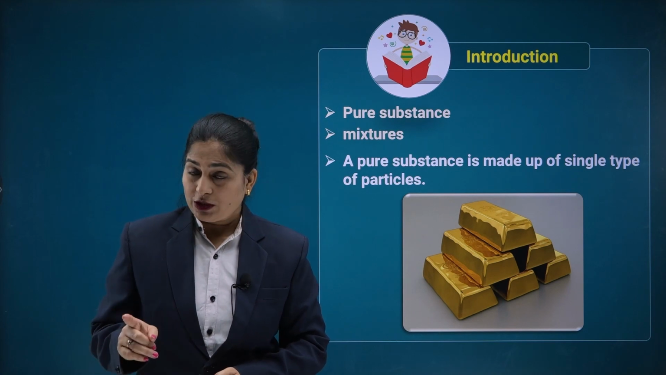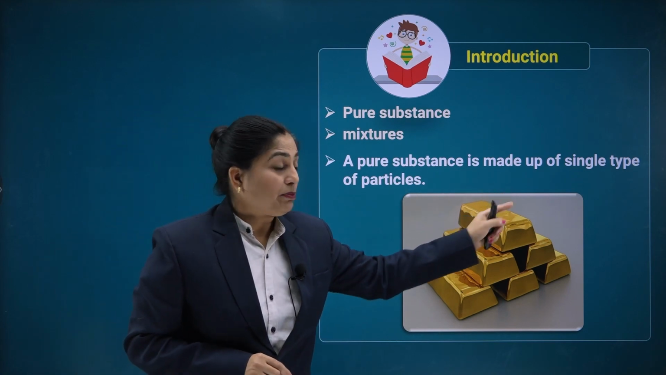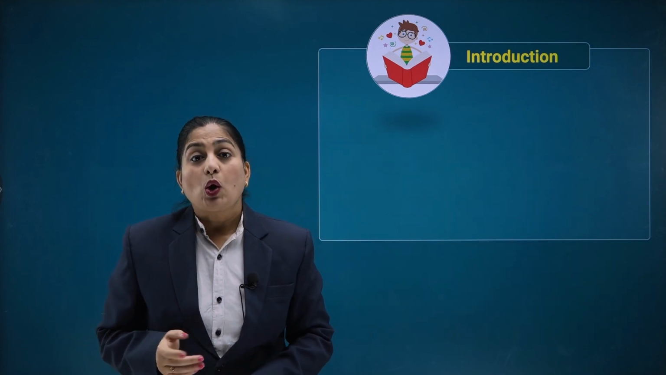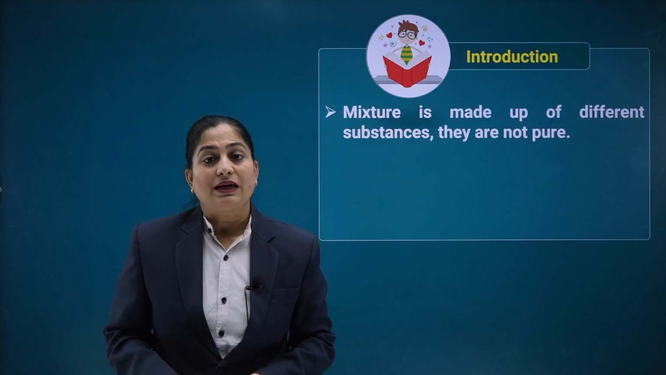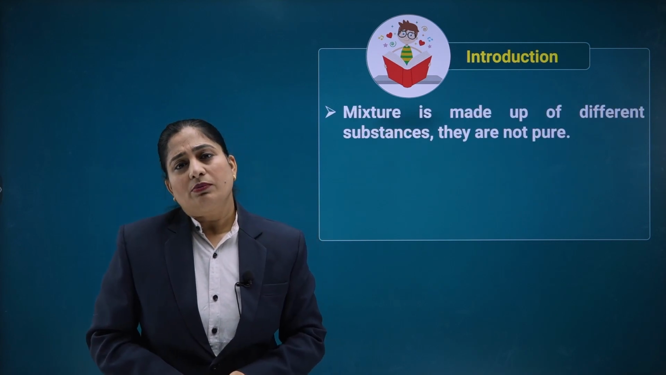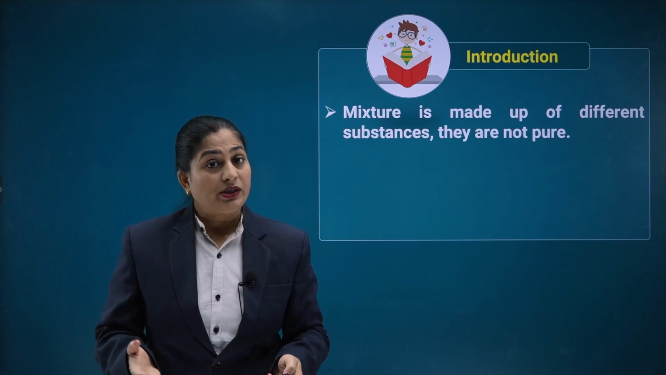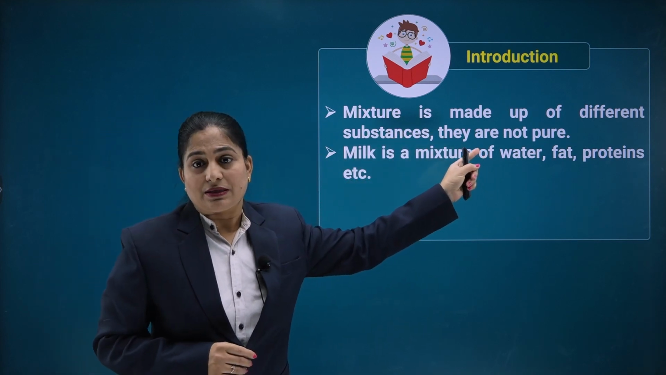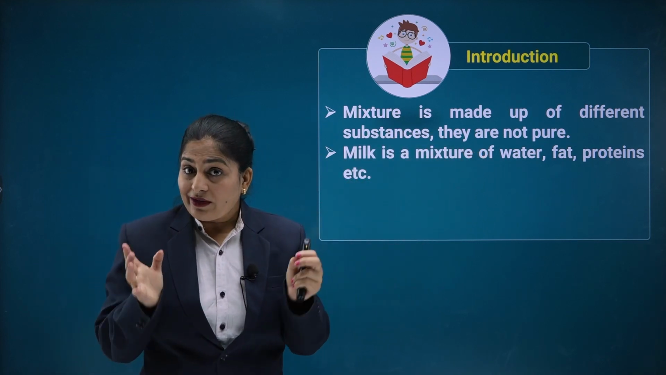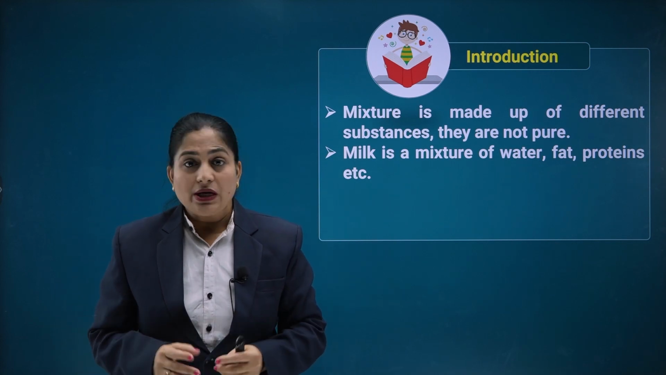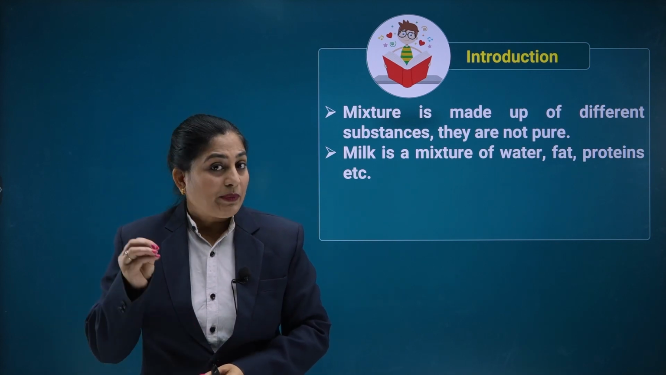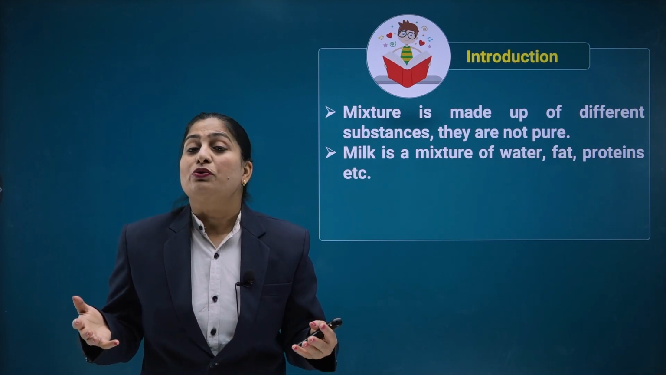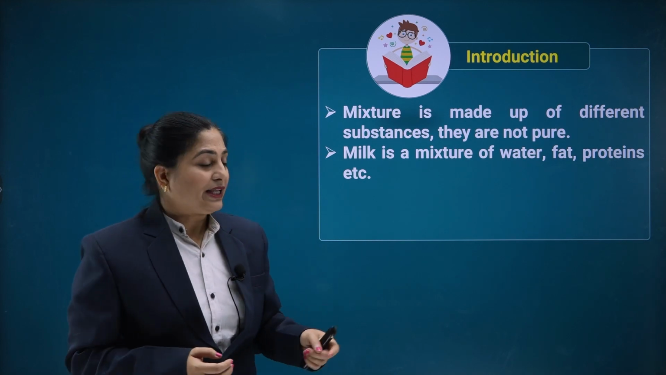If I ask you what is a pure substance, I'll say that it is made up of a single type of particle, and very good examples are gold, copper, iron. These elements are considered pure. Then when we talk about mixture, we generally say that mixture is impure. Mixture is made up of different substances and they are not pure. Whatever substances are present in a mixture, they are not in a fixed ratio. That means mixture में जो components present हैं, उन components का ratio fix नहीं है.